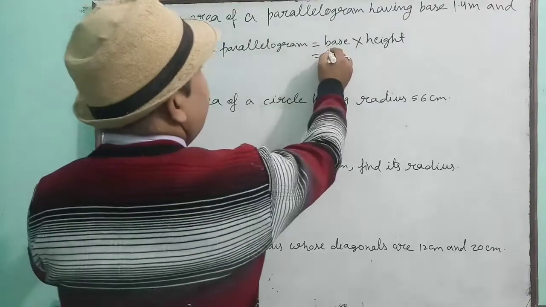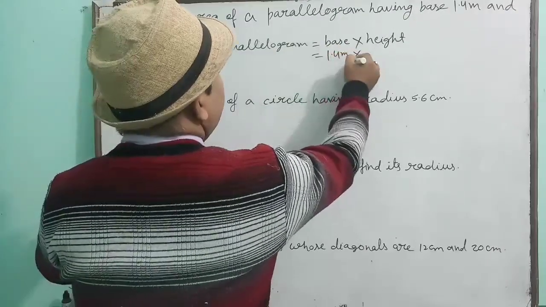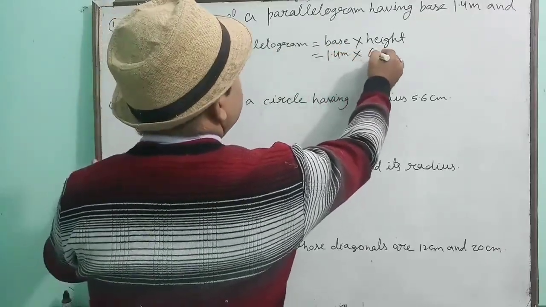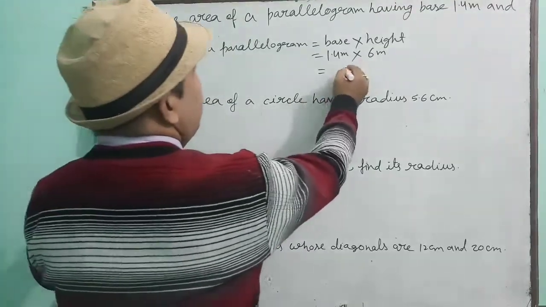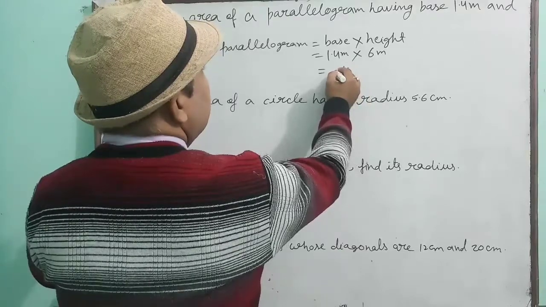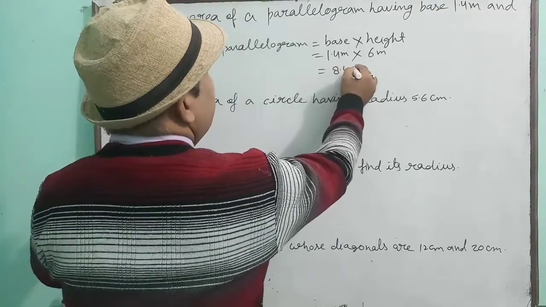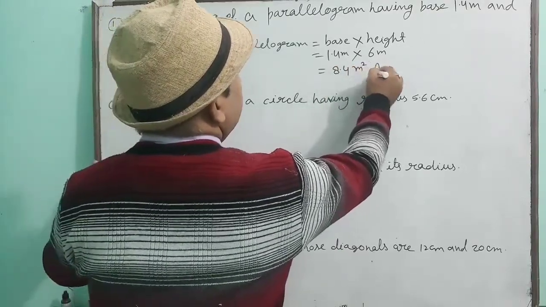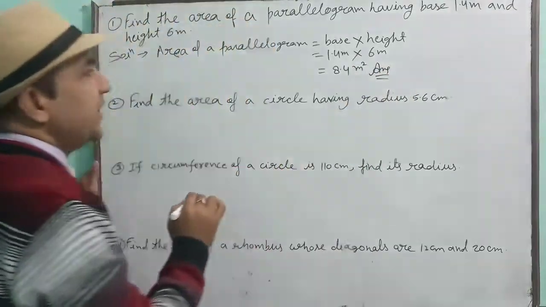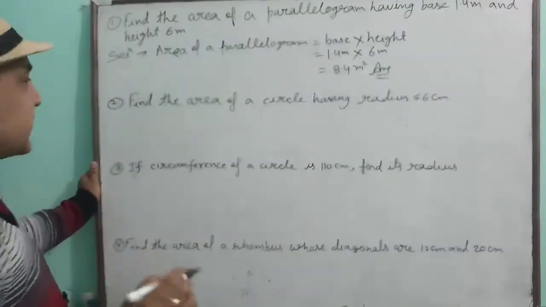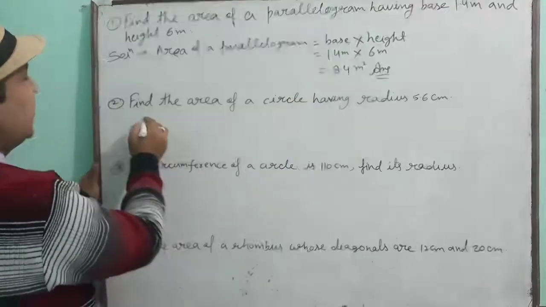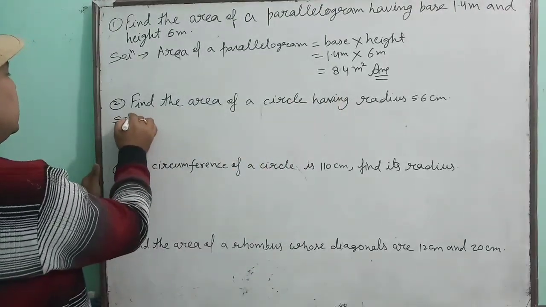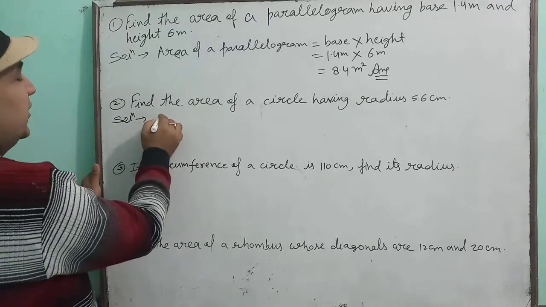Here base is given 1.4 meter and height 6 meter. So just multiply and get your answer. 6 into 4 is 24, 6 into 1 is 6, 2 is 8. 8.4 meter square. This is the area of this parallelogram. Second question: find the area of a circle having radius 5.6 centimeter. See how to solve.